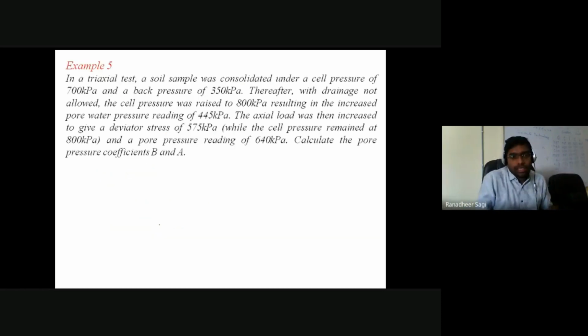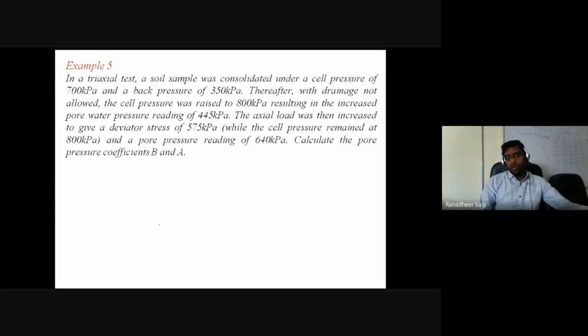Next, let's move on to understand another problem. Please read the problem carefully. In a triaxial test, a soil sample was consolidated under a cell pressure of 700 kilopascal and a back pressure of 350 kilopascal. Thereafter, with drainage not allowed, the cell pressure was raised to 800 kilopascal, resulting in an increased pore water pressure reading of 445 kilopascal.